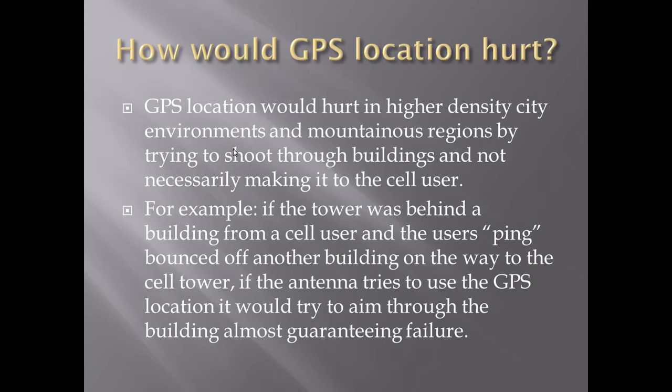How would the GPS location hurt? GPS location would hurt in higher density city environments and mountainous regions by trying to shoot through buildings and not necessarily making it to the cell user. For example, if the tower was behind a building from a cell user, and the user's pings bounced off another building on the way to the cell tower, if the antenna tries to use a GPS location, it would aim through the building, almost guaranteeing failure.